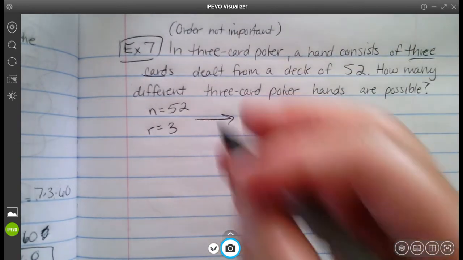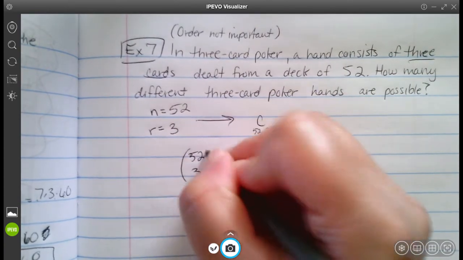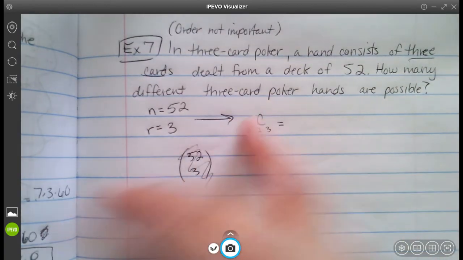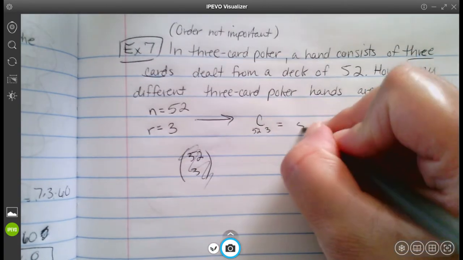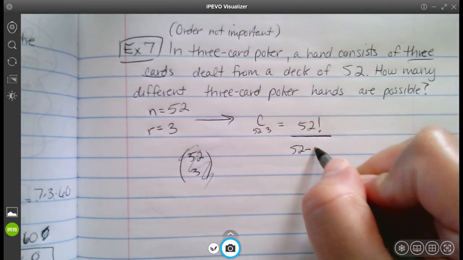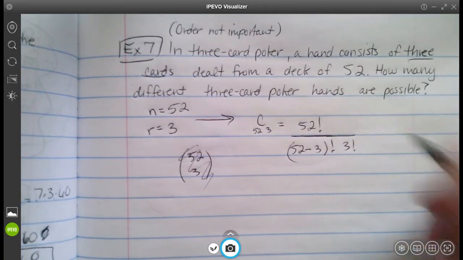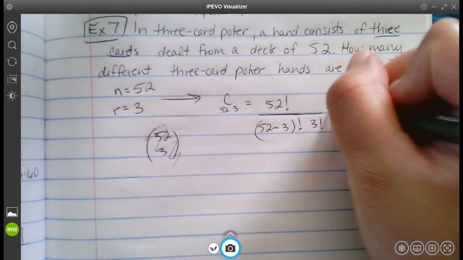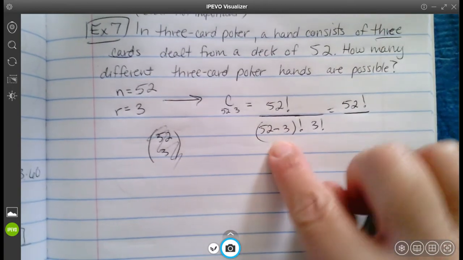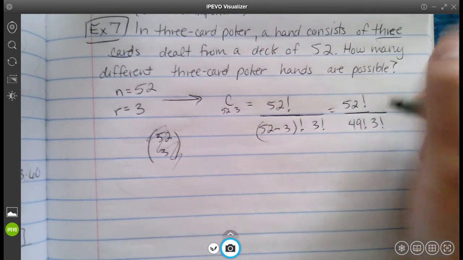Oh, I forgot to write this on the other page, but another way to write this is 52 choose 3. I kind of like to see it like that. But anyway, that's for later on, college. We will do 52 factorial on the top, and then 52 minus 3 factorial on the bottom, times r, so 3 factorial. Reducing this, 52 minus 3 is 49 factorial, and we still have the 3 factorial here.